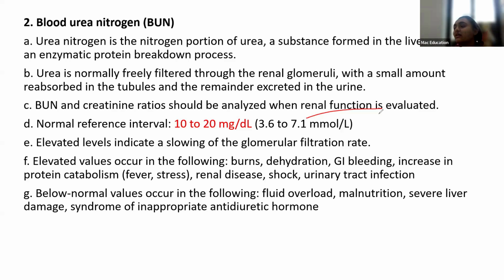Or there is another test that is creatinine. So combinedly we can check the renal function test, but not only on basis of BUN we cannot identify the renal function. The normal reference of BUN is 10 to 20 mg per dl. You have to remember this normal value. Elevated values indicates the slowing of glomerular filtration rate. If the kidneys are damaged, then the elevated levels can indicate there is a slowing of glomerular filtration rate.